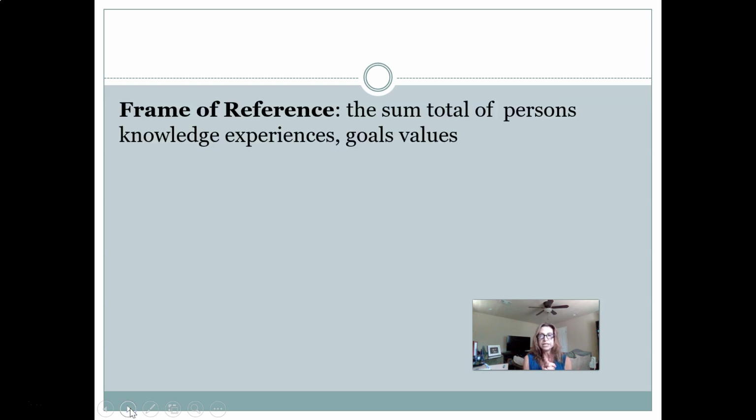Okay, a frame of reference is the sum total of a person's knowledge, experiences, goals, values, and it should also say attitudes. Sorry, it doesn't say attitudes, but it should say attitudes. The sum total of a person's knowledge, experiences, goals, values, and add the word attitudes. What does that mean? That means that when I'm talking to you, I have knowledge, experiences, goals, values, and attitudes. And you have knowledge, experiences, goals, values, and attitudes.